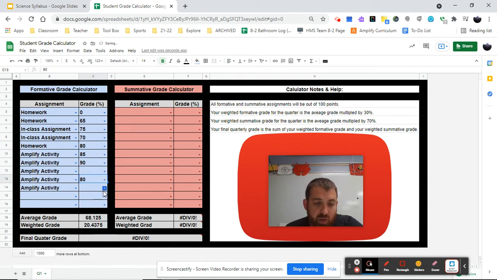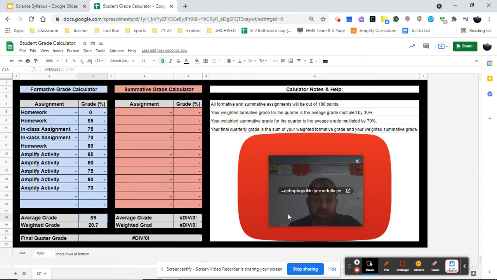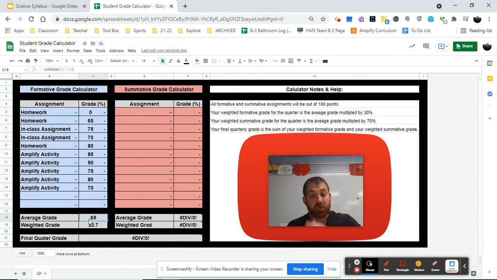And as you do this, it's going to do a few things. Number one, it's going to calculate the percentage here, and it's going to give you an average grade. So right now, if you were to add up all of these assignments and divide by the number, it says your average formative grade would be a 69%. And then it has your weighted grade. Your weighted grade is essentially how much all of these are worth, the average of these. And we get this number by taking the formative average grade, which is 69, and multiplying it by 30%, because that's how much it's worth. And you get 20.7.